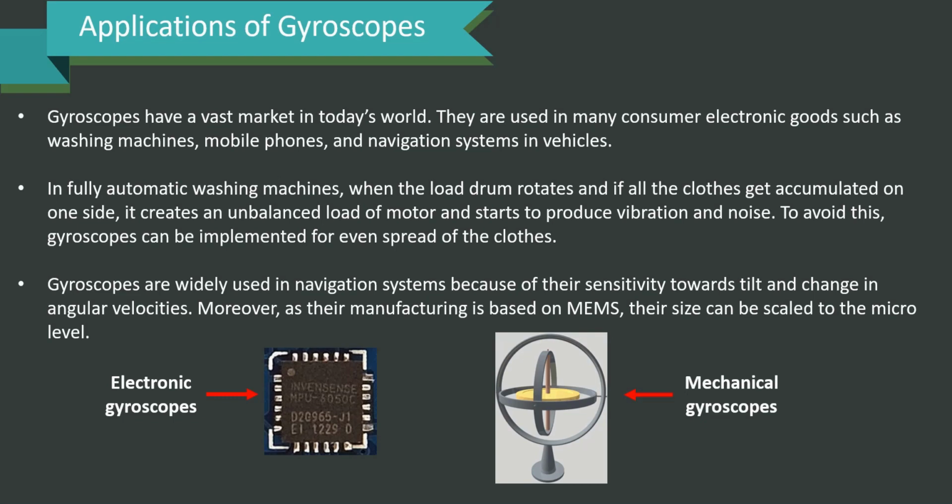Gyroscopes are widely used in navigation systems because of their sensitivity towards the tilt and change in angular velocities. Moreover, as their manufacturing is based on MEMS, their size can be scaled to the micro level. We have presented the electronic gyroscopes and mechanical gyroscopes for your reference in front of you.